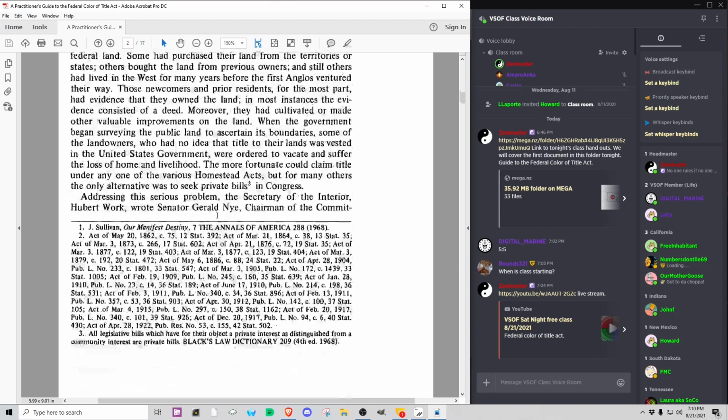There's a little note in the bottom here that I want people to pay attention to so that you understand the difference between a private bill. All legislative bills which have for their object a private interest as distinguished from a community interest are private bills. And that's from Black's Law, 4th edition.